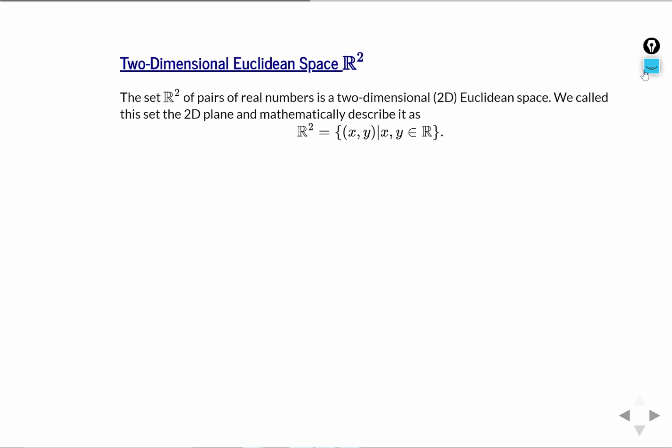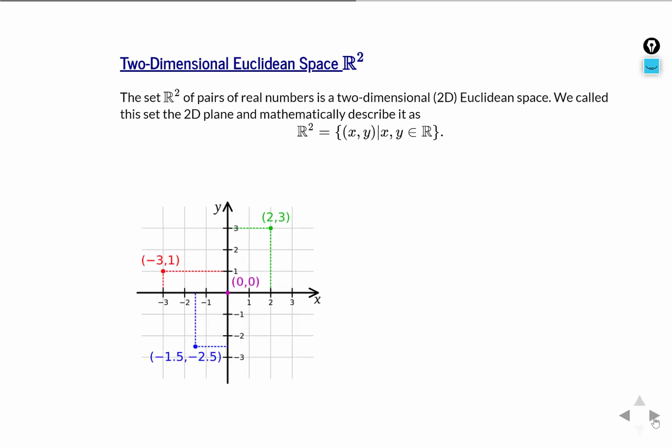The two-dimensional Euclidean space is a set of pairs of real numbers. Mathematically, we can show it using this set and call it R2. We can build the 2D Euclidean space using 2 real lines, and the intersection of these 2 lines will give us the origin. Notice that the 2 lines are perpendicular.